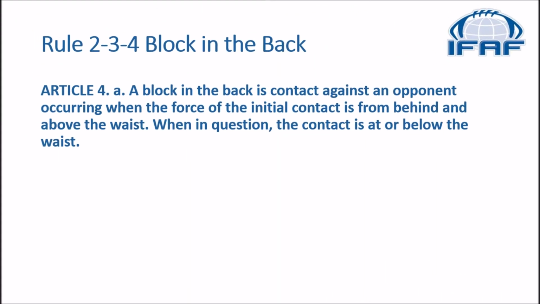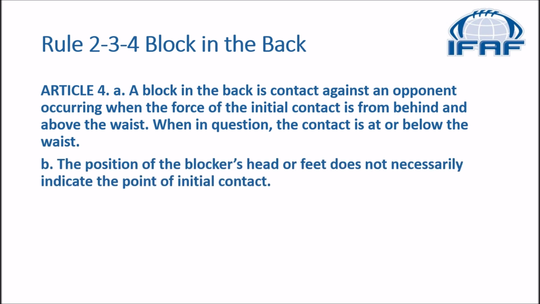In the rulebook, we go to Rule 234, block in the back. Article 4A says, a block in the back is contact against an opponent occurring when the force of the initial contact is from behind and above the waist. When in question, the contact is at or below the waist. B. The position of the blocker's head or feet does not necessarily indicate the point of initial contact.